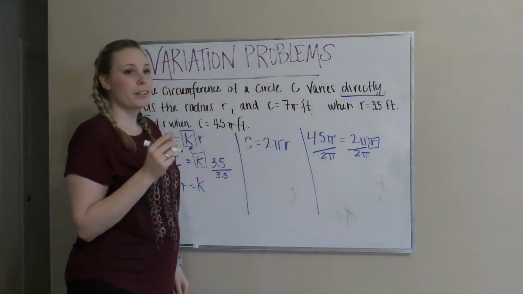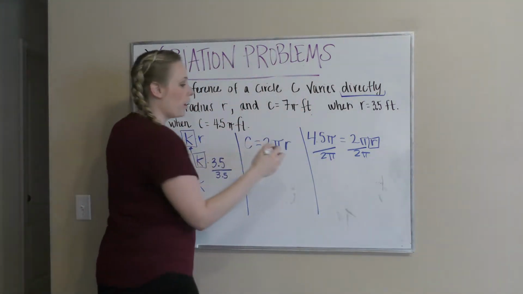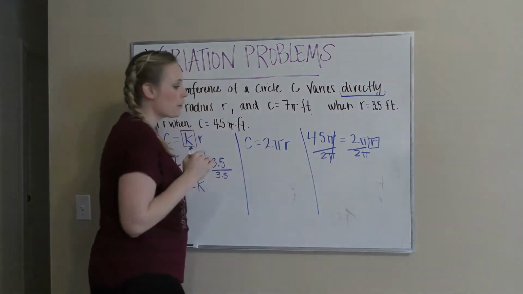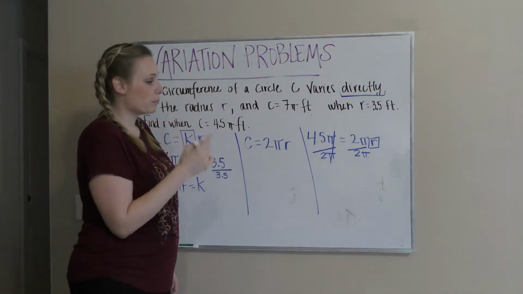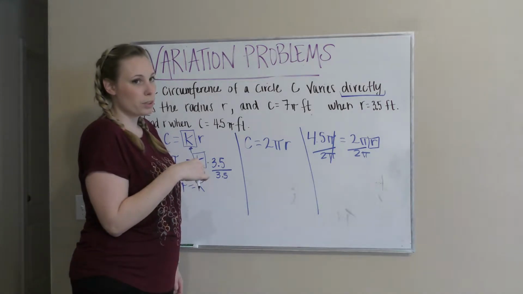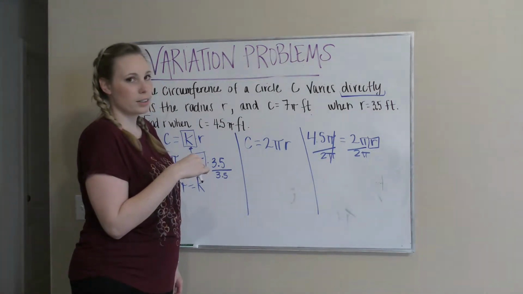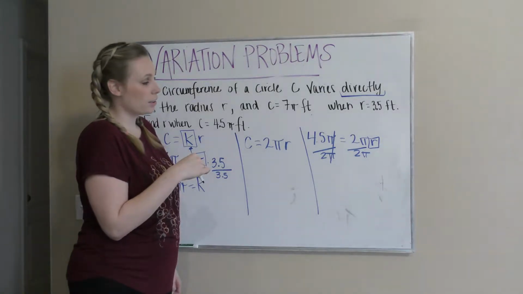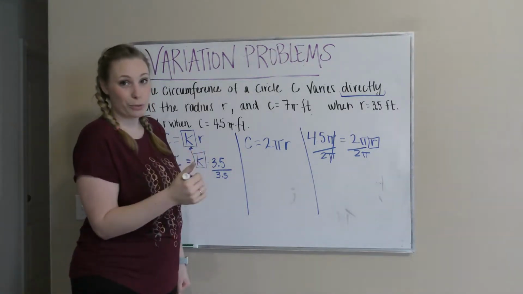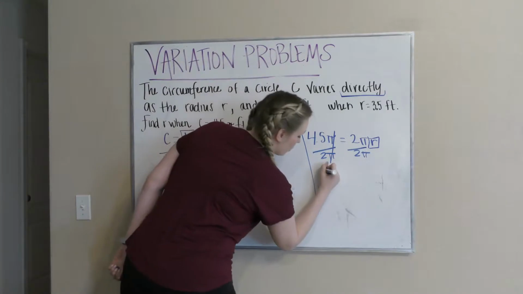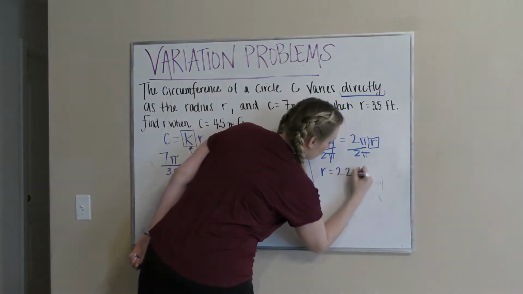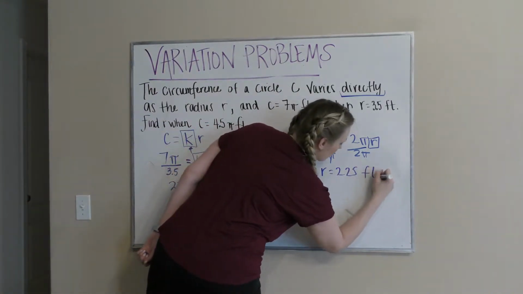So when you divide by 2 pi, the pi's will cancel out. So we want to know what is 4.5 divided by 2. What do you think? Well, I think it's going to be 2.25. So r equals 2.25 feet.